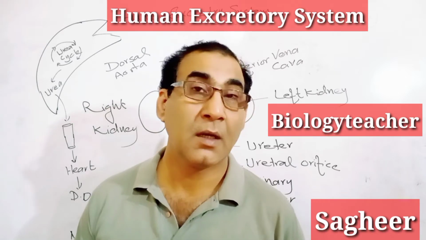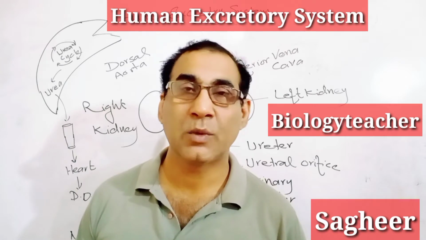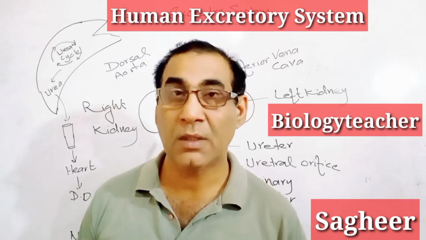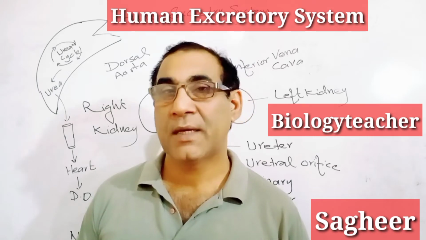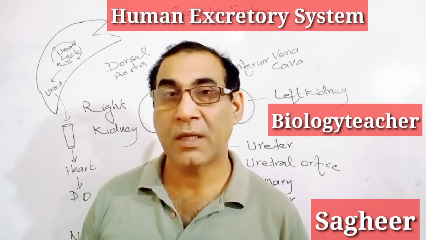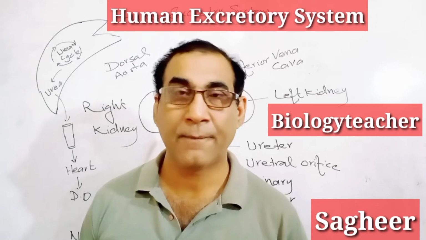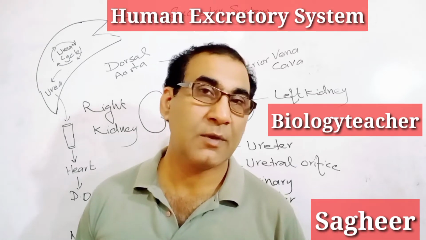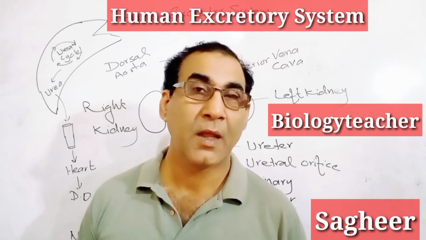Those animals which excrete ammonia are known as ammonotelic animals. Yet there are the others which excrete urea. Those are known as ureotelic animals. And those animals which excrete uric acid are known as uricotelic animals.